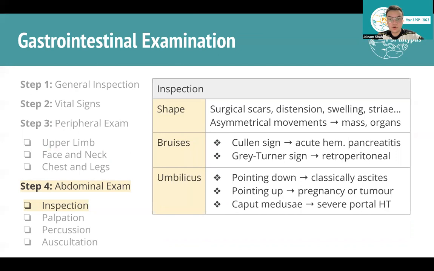And then caput medusae is very similar to what we discussed before with the spider nevi. But again, this is around the umbilicus. So you will have these sort of legs coming off. And that's a sign of severe portal hypertension because of that congestion in the portosystemic anastomoses.